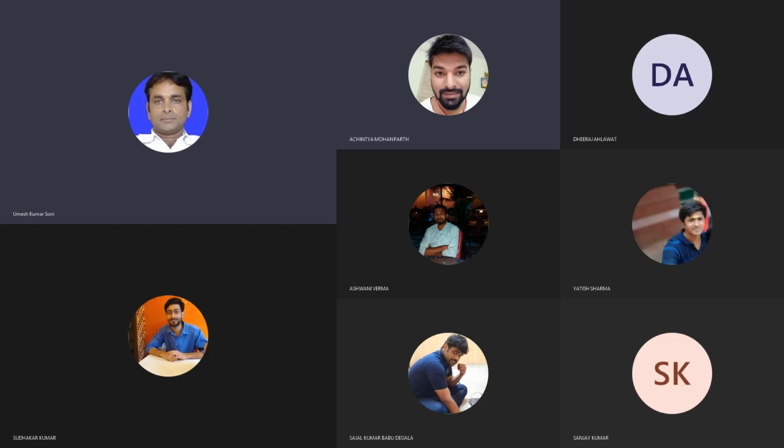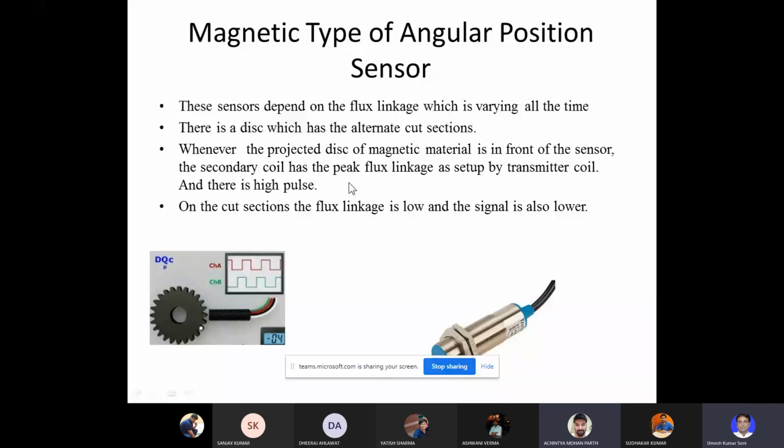which has the transmitter as well as a receiver coil. So whenever there is a flux linkage in the disk, the secondary coil will be getting more flux from the primary, and when there is a cut section, the flux linkage will be small. So depending on this magnitude of the flux linkage, the high and low pulses are decoded using some analog circuits.